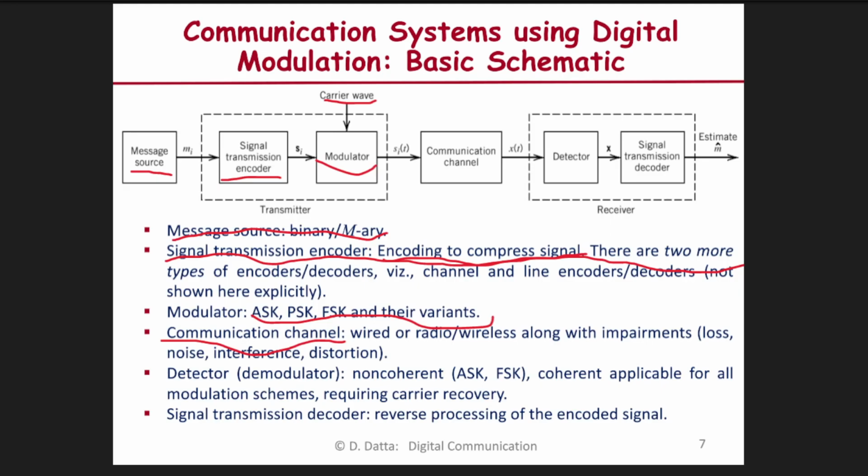Then radio or wireless, along with impairment. Impairment means signal will be lost, reduced, noise will be added. There could be interference also. That means other signals may come into your signal. And distortion, like if you have sent a pulse, the pulse can be spread like RC filtering effect. And once a pulse is spread, the tail of a binary 1 will interfere with the binary 0. So 0 can be interpreted as 1.